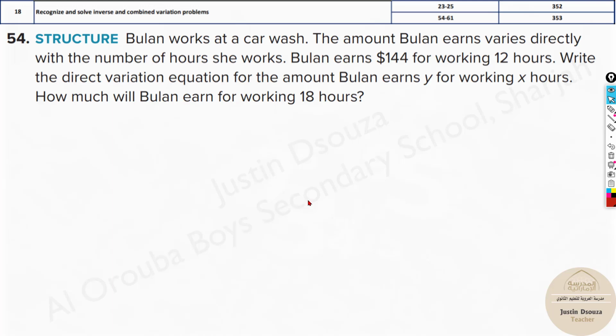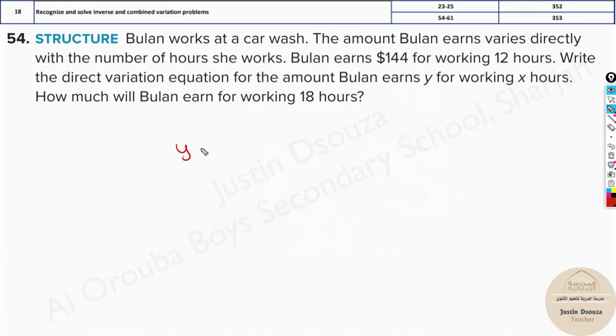We will look into this problem. Bulan works at a car wash. The amount Bulan earns varies directly with the number of hours she works. Bulan earns $144 for working 12 hours. Write the direct variation equation for the amount Bulan earns, Y, for working X hours. They have clearly mentioned it in terms of Y and X. In this writing exam, please follow this. I would have written money as M, hours as H, or time as T, but here they have clearly mentioned what you need to write.